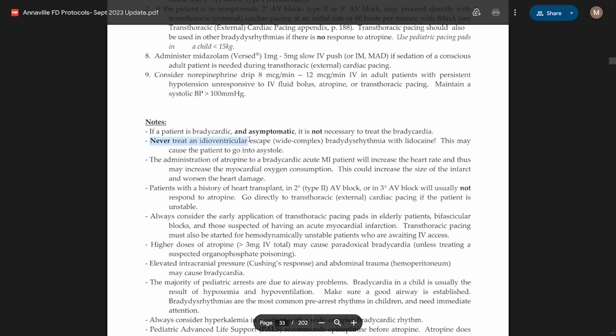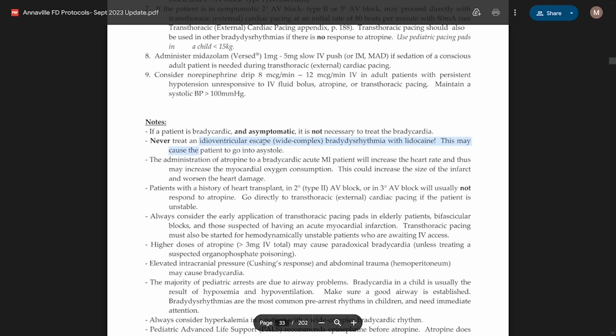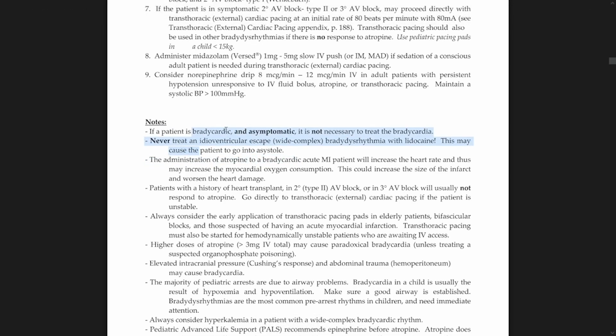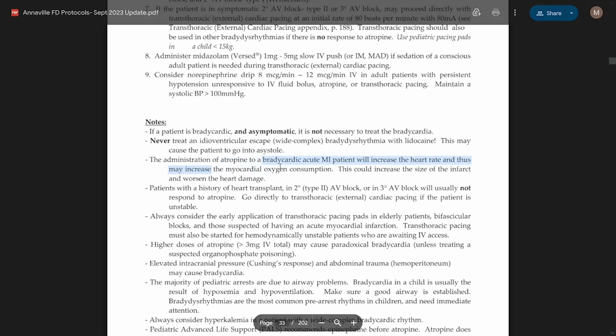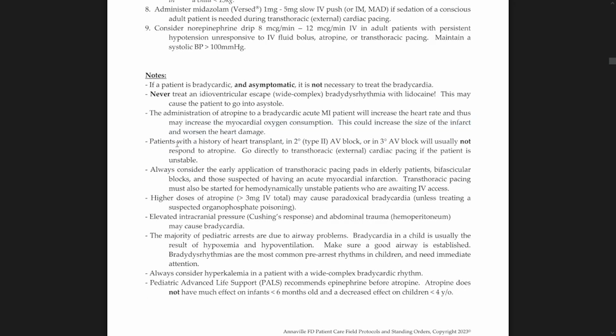Never treat an idioventricular escape wide complex bradyodysrhythmia with lidocaine. This may cause the patient to go into asystole, so be very careful if they have an idioventricular rhythm. The administration of atropine to a bradycardic acute MI patient will increase the heart rate and thus may increase the myocardial oxygen consumption. This could increase the size of the infarct and cause worsening damage to the heart.